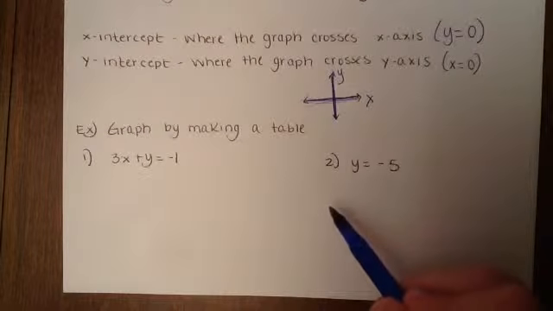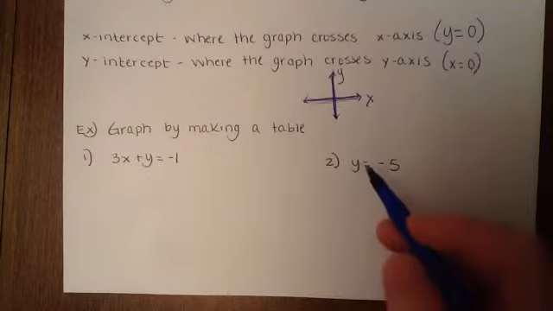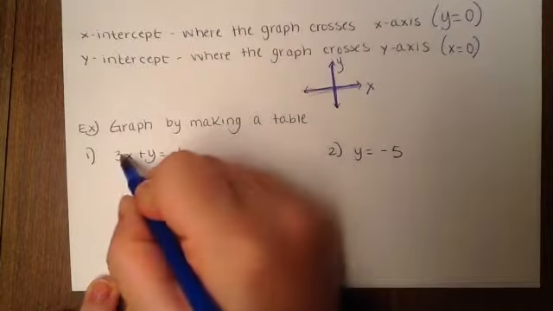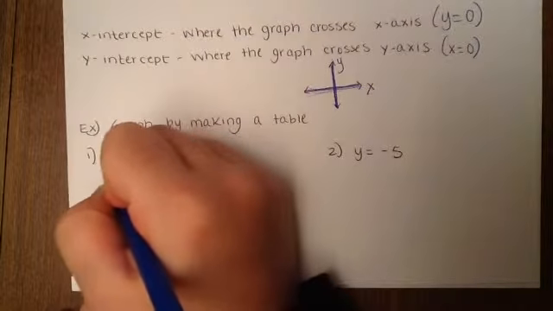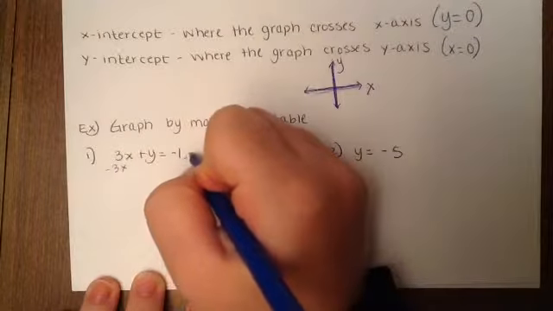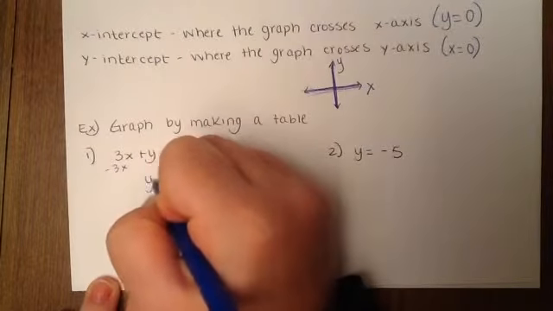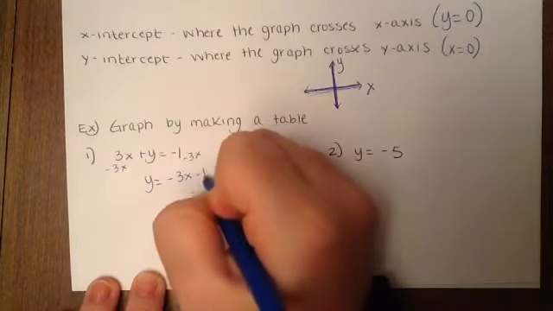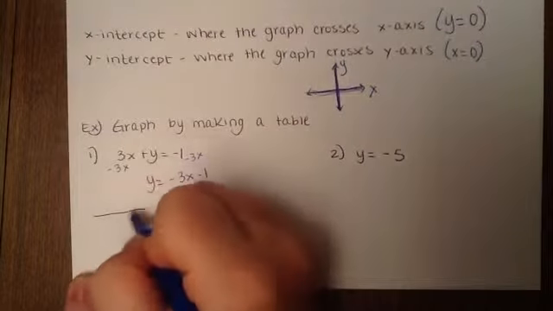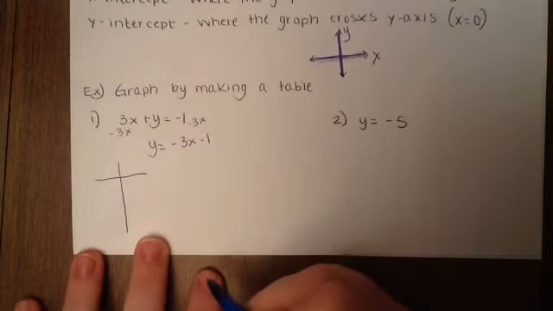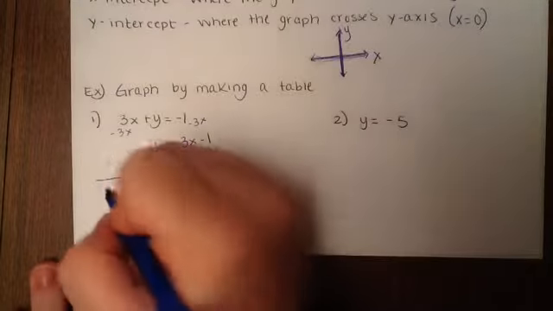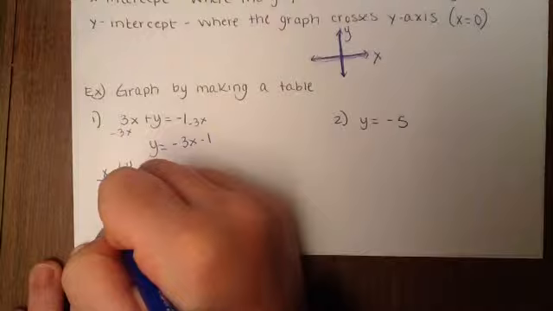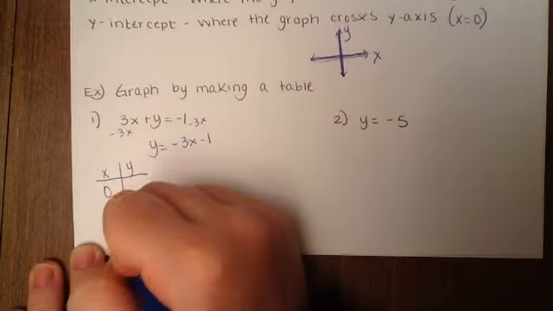We're going to graph these two by making a table. Again, I would recommend getting one of our variables alone. So I'll keep the y, and I'm going to move this minus 3x. What I do on one side, I must do to the other. y equals negative 3x minus 1. So now when I make my table, I need to figure out a couple points. What do you want to start with? 0. What else? 1, negative 1.